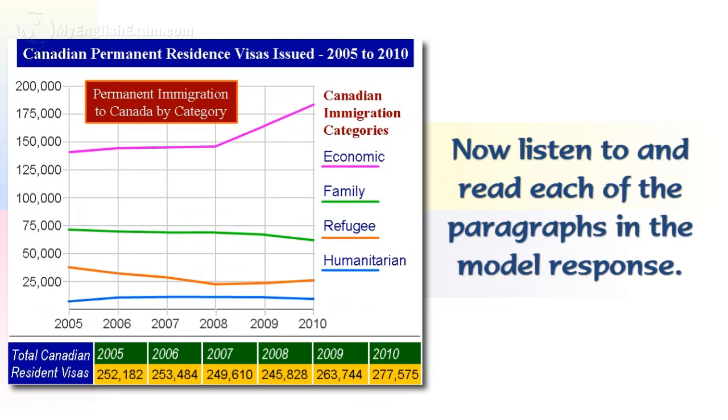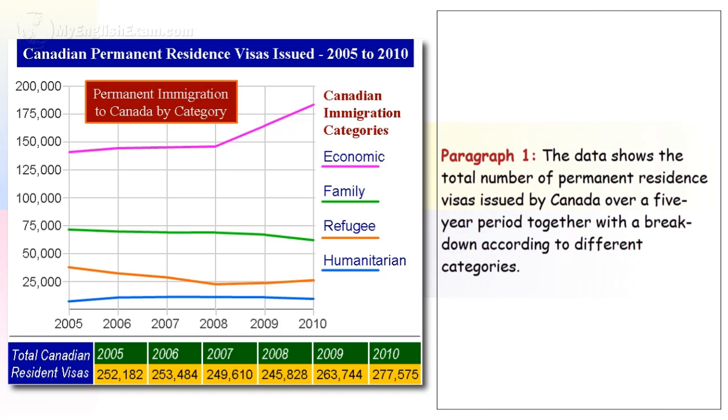Now listen to and read each of the paragraphs in the model response. The data shows the total number of permanent residence visas issued by Canada over a 5-year period, together with a breakdown according to different categories.